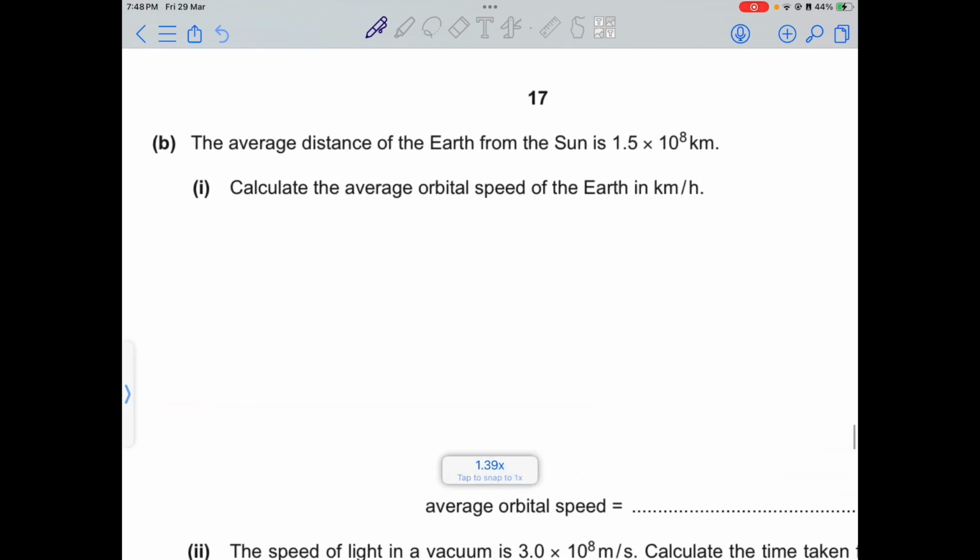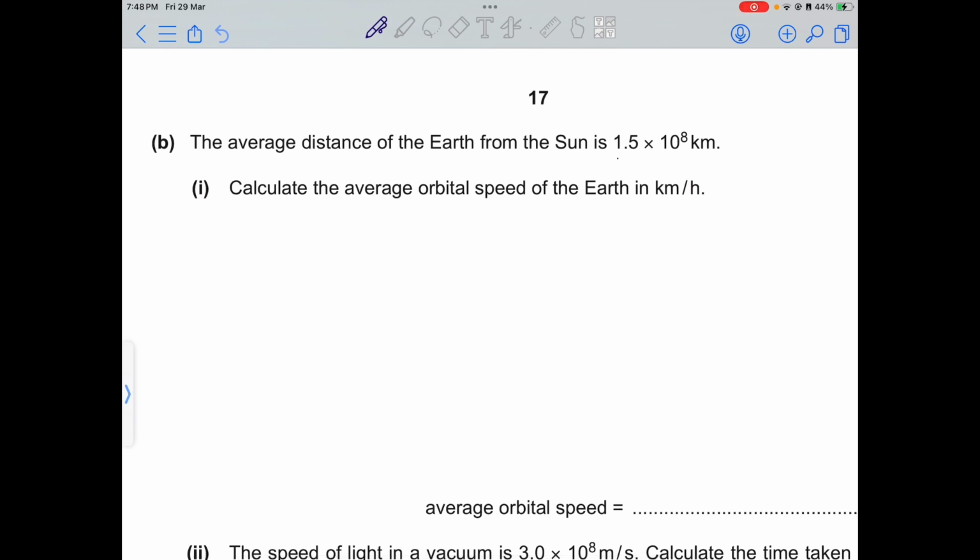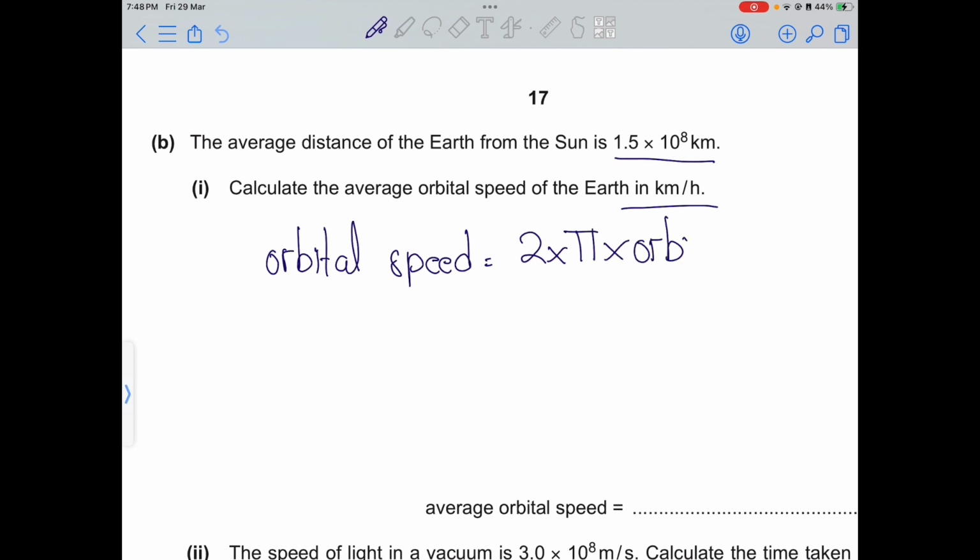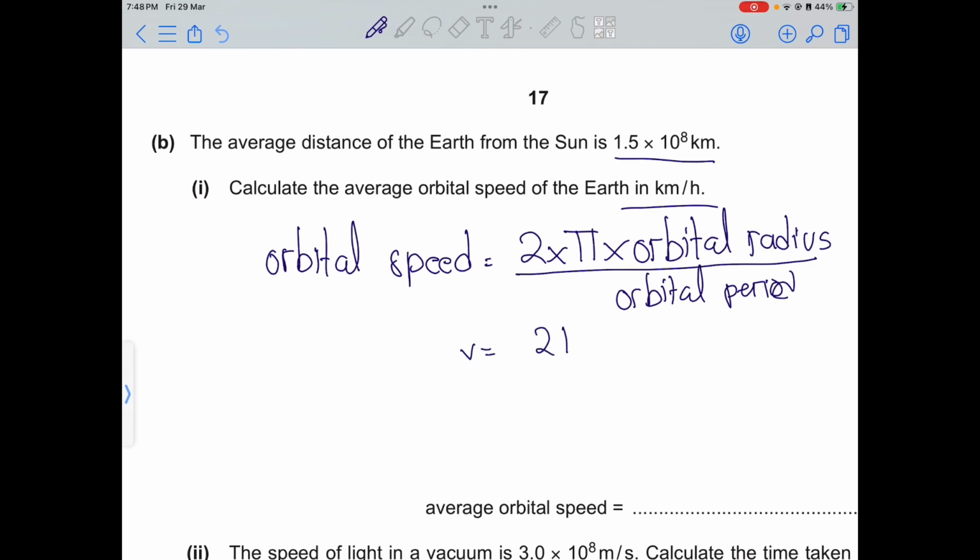The average distance of the Earth from the Sun is 1.5 times 10 to the power of 8 kilometers. Calculate the orbital speed. Now the orbital speed, or you can also say V, is equal to 2 times pi times orbital radius, divided by your orbital period. Or in this form, V is equal to 2 pi r over t.